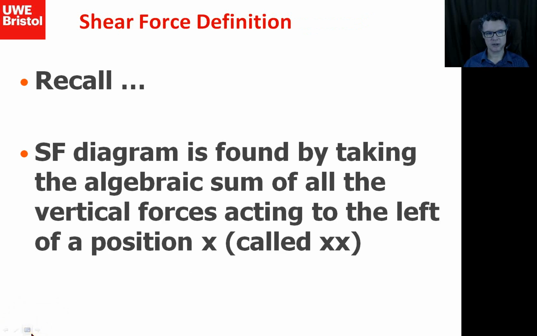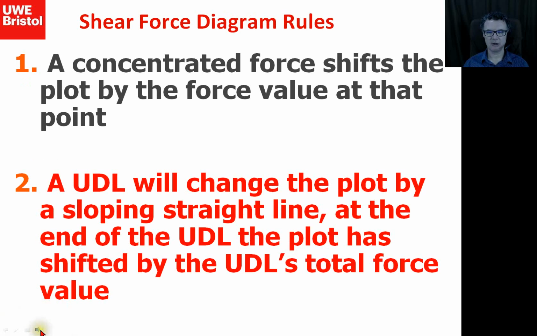So let's recall that the shear force diagram is found by taking the algebraic sum of the vertical forces acting to the left of some position as I'm imagining them going past my beam. I'm going to call this position XX, and I'm going to use a convention that going upwards is positive and going downwards is negative. A concentrated load will cause the plot to shift in a vertical manner, either up or down. The UDL, however, will cause the slope to move with a straight line.